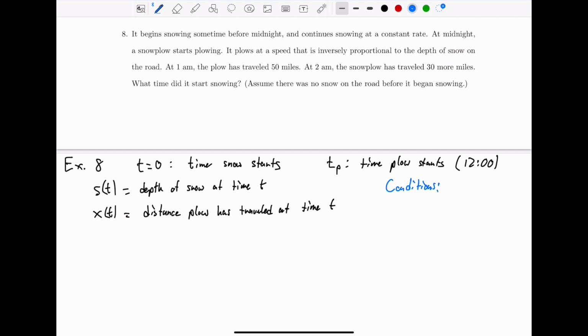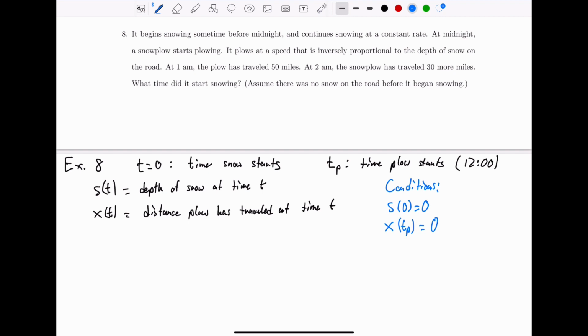Here are some conditions that are satisfied by these functions. We know that at the starting point, at time t equals 0, there's no snow on the road. That's what we're told to assume. So at time t equals 0, the depth of snow is also 0. So we know that s of 0 is 0. We also know that the distance that the snowplow has traveled at time t sub p is 0. Time t sub p is when the plow starts, so the distance that it's traveled at that time is 0.